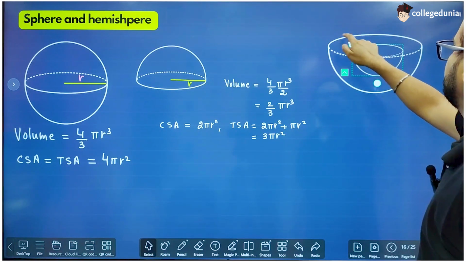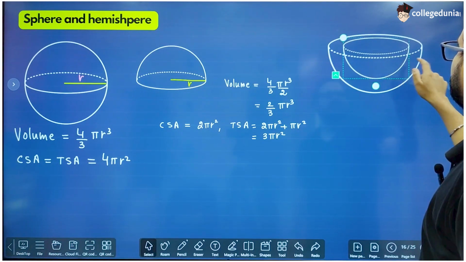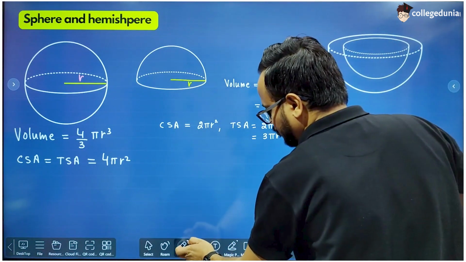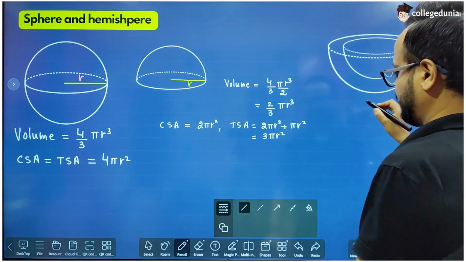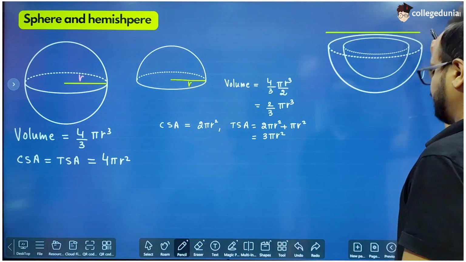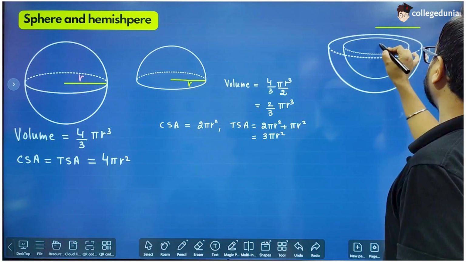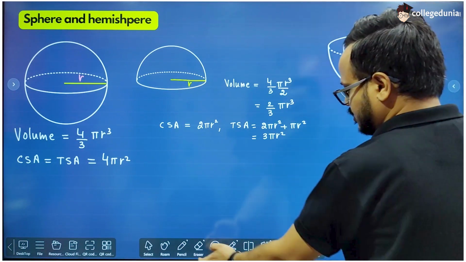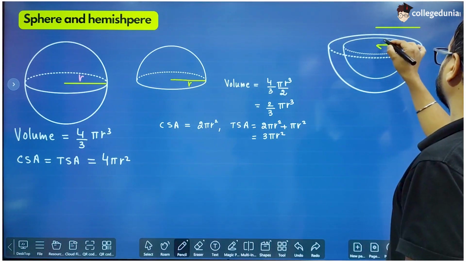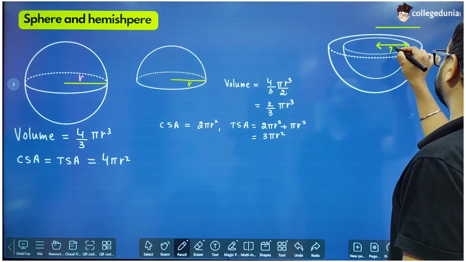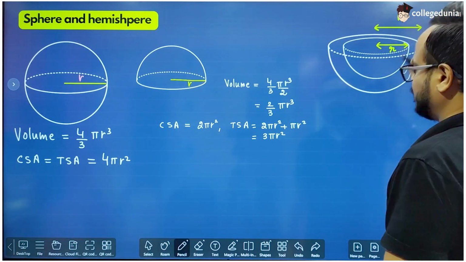which looks like this. There is some thickness of this hemisphere, right? Now let us take the outer radius, that is this one, as capital R, and the inner radius, this one, as small r.